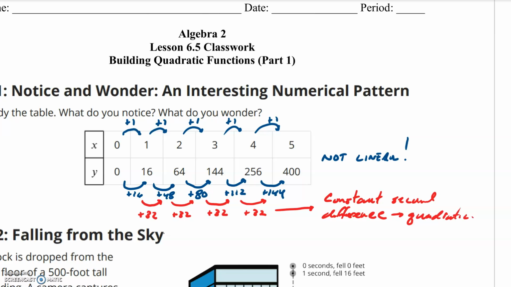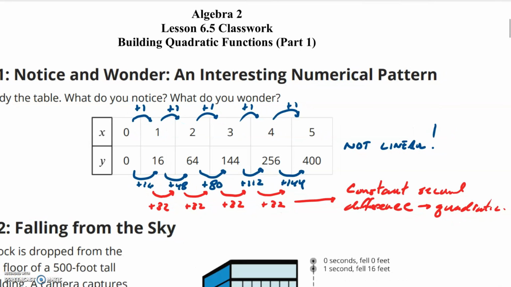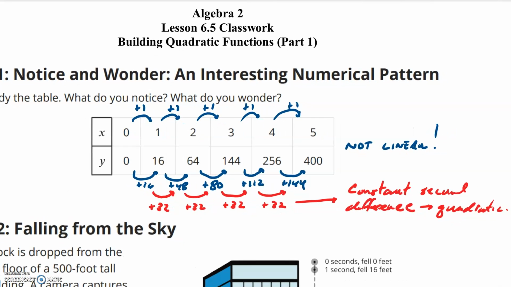Okay, so when you're looking at tables, don't just stop when you know it's not linear. Look at those first differences, get them, and then see what the second differences are. If you have a set of constant second differences, you're going to have a quadratic relationship. We're going to examine this table a little bit more when we do our next problem.